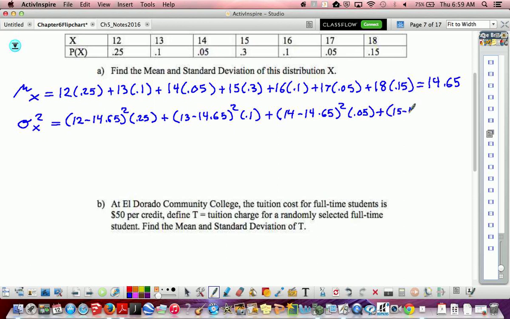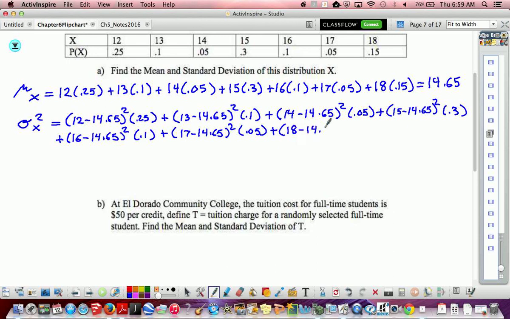Let's see, 15 minus 14.65 squared times 0.3 plus, and then we're at 16 minus 14.65 squared times 0.1 plus 17 minus 14.65 squared times 0.05 plus 18 minus 14.65 squared times 0.15.